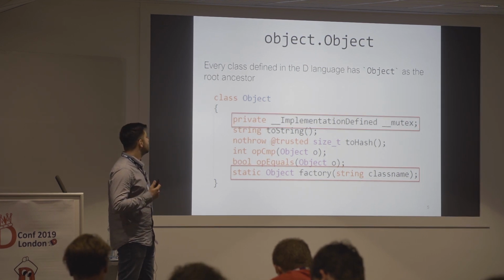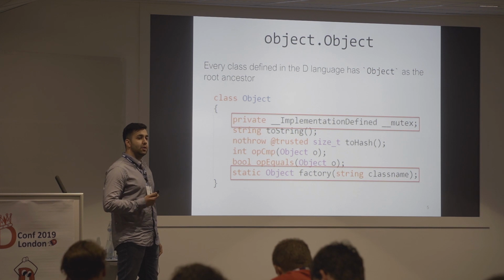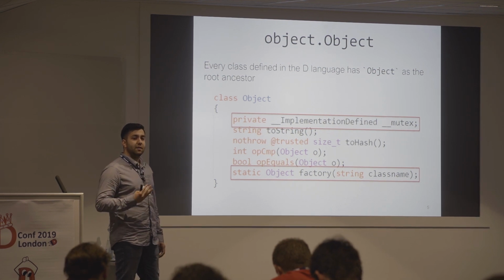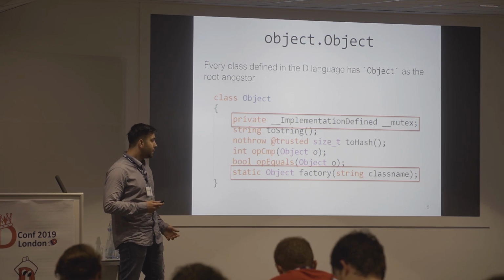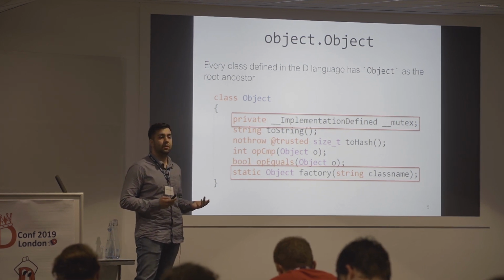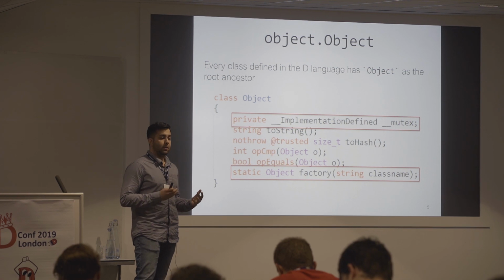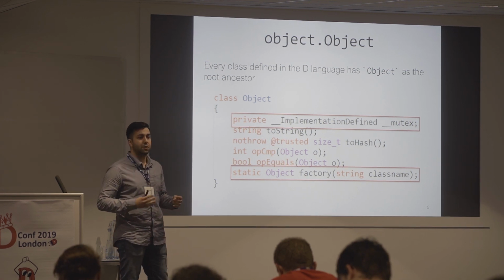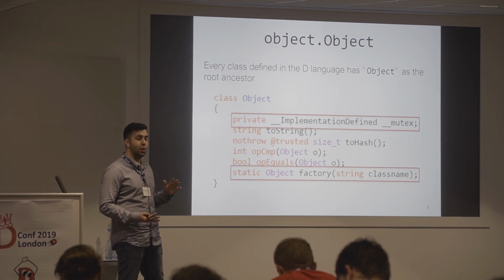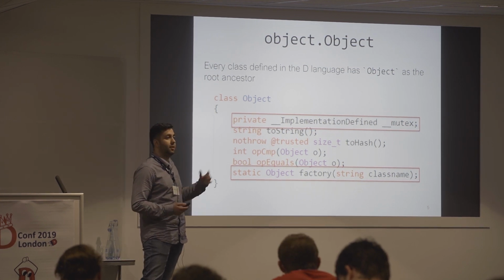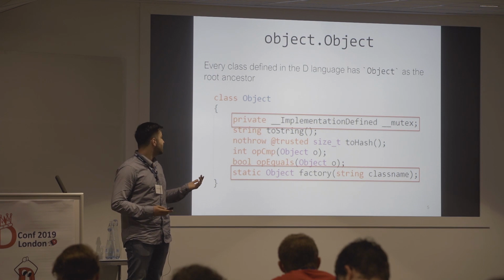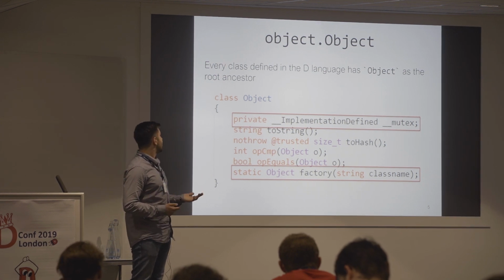The second issue is this mutex field. At first, I didn't show it to you. Object has a hidden mutex field that's implementation defined, and this is used for synchronization. When you want to ensure exclusive access in a code block, you would call synchronize, and this will effectively take this mutex. So this has a couple of problems.